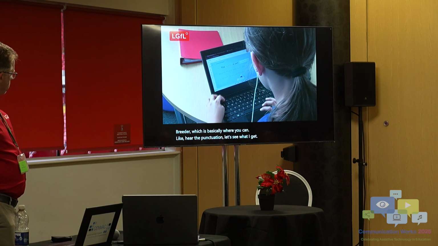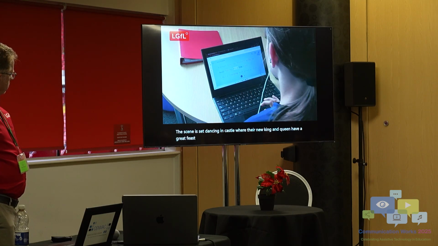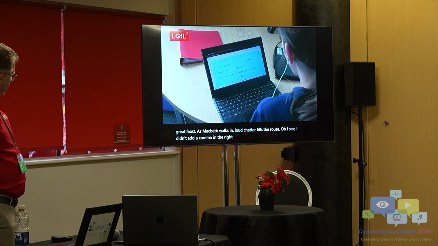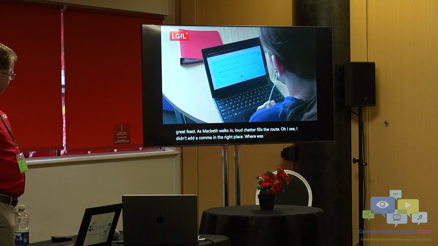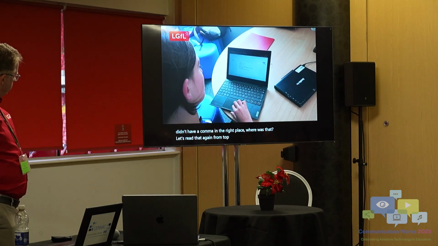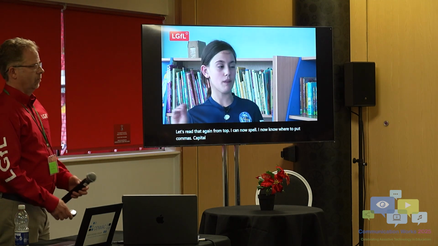The scene is set at Dunsinane Castle, where their new king and queen have a great feast as Macbeth walks in, and loud chatter fills the room. Oh, I see. I didn't have a comma in the right place. Where was that? Let's read that again from the top. I can now spell. I now know where to put commas. Capital letters is just a piece of cake.